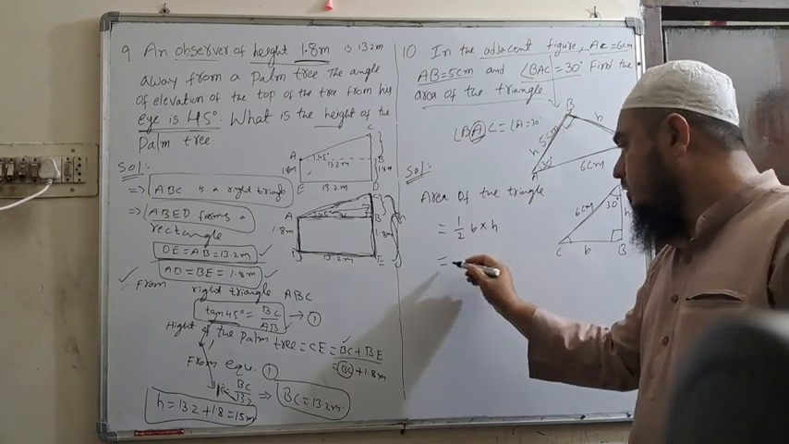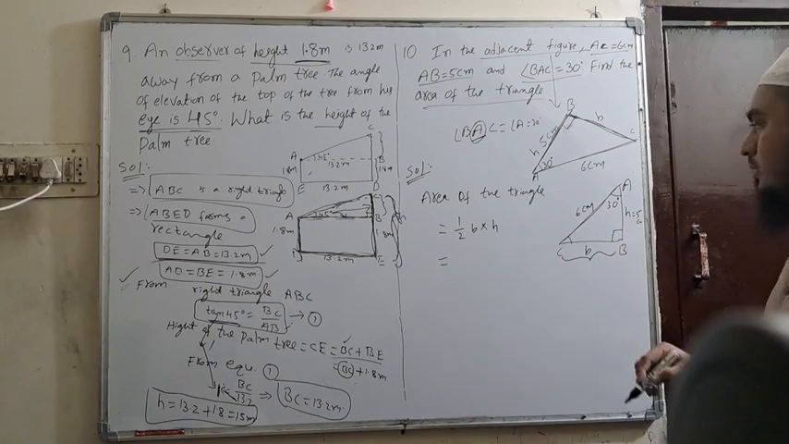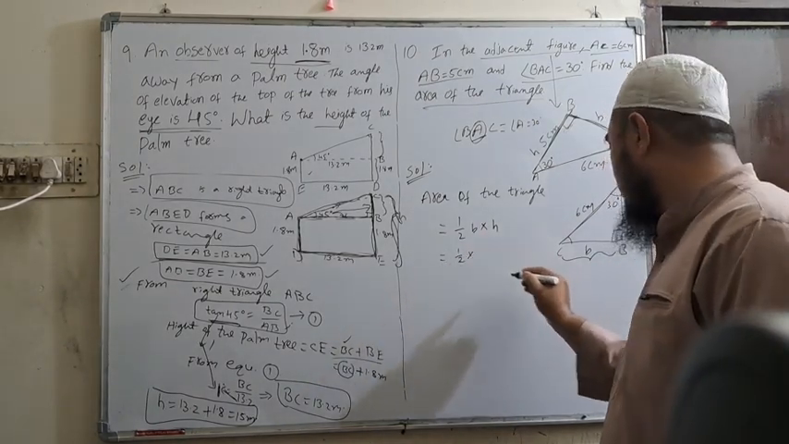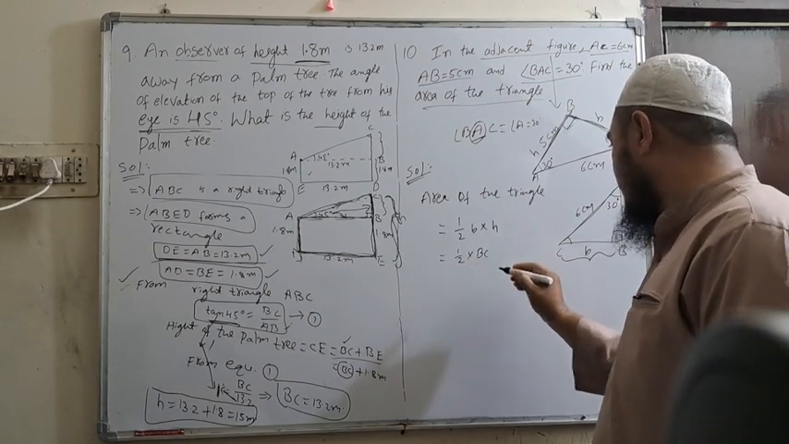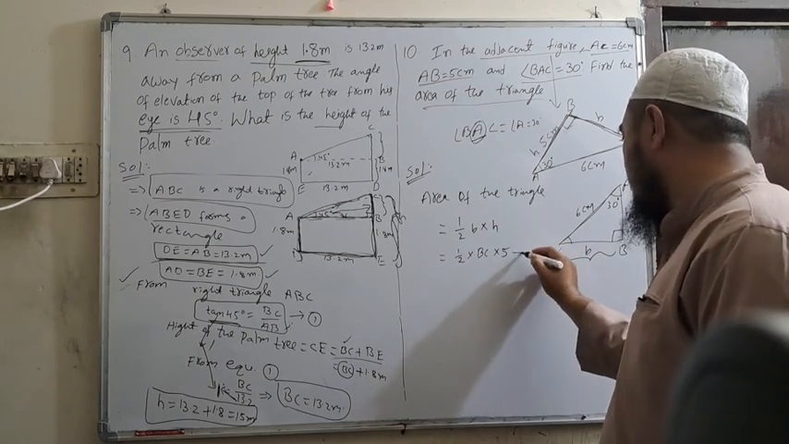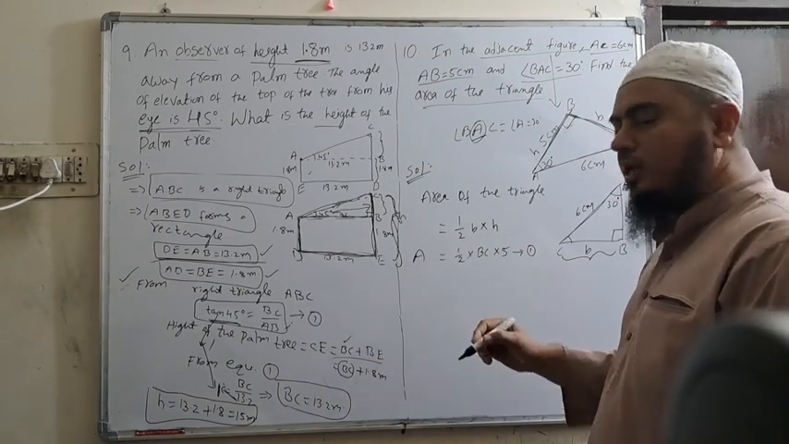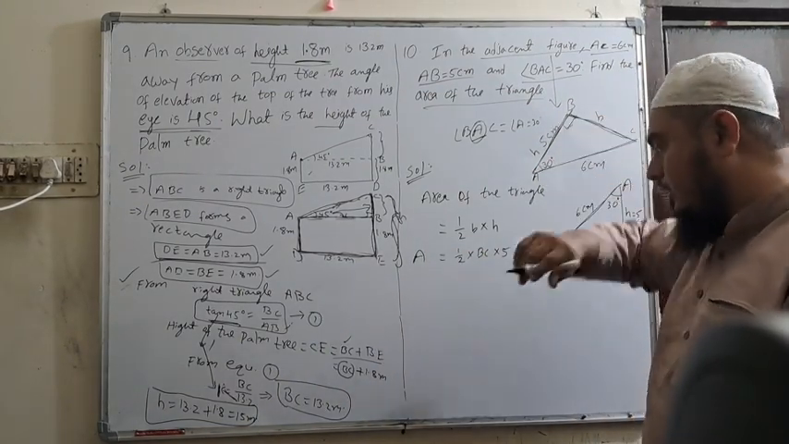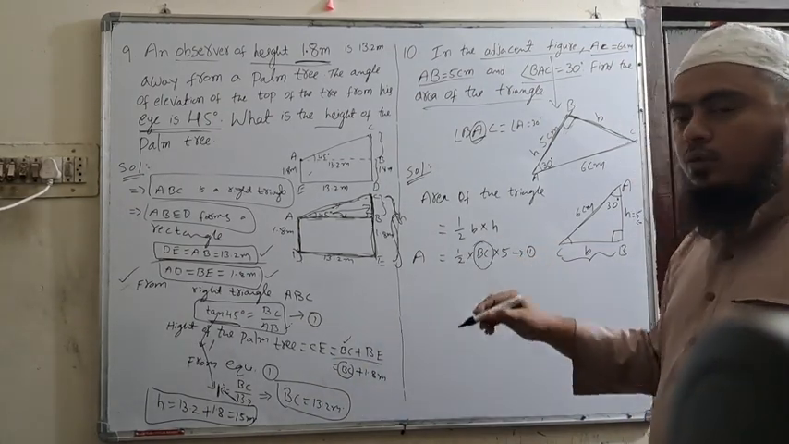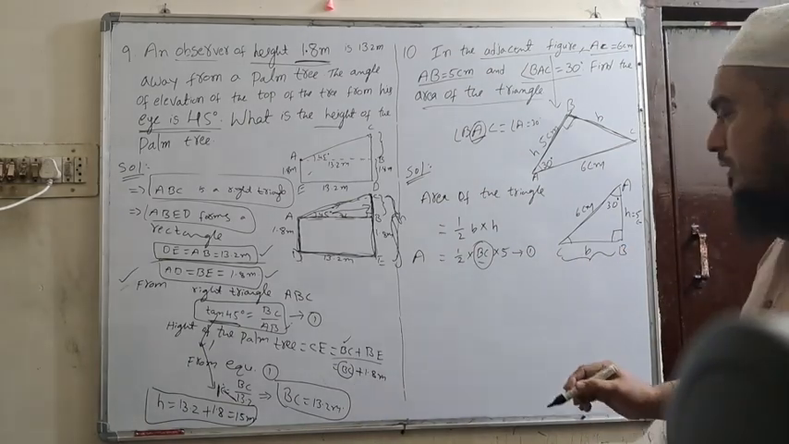So in this, base is BC, height is given, so we have to calculate what BC is. I'll write here, 1 by 2 into base, which is the length of the side BC, and H is already given, it is 5 centimeters. You can take it as equation number 1. To find the area, I am writing A, area of the triangle, A equals 1 by 2, BC into 5. What is unknown here, what we have to calculate, is only BC, that is the base of the triangle.